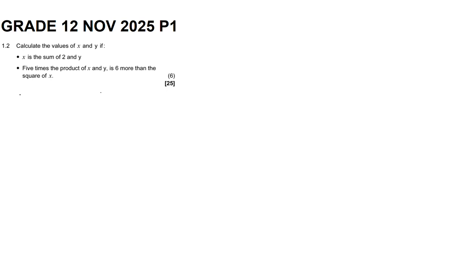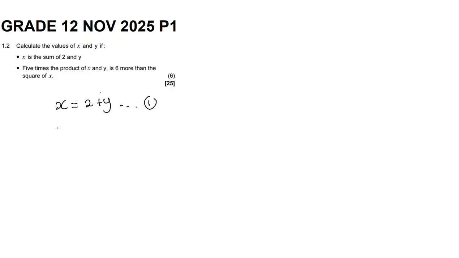What does sum mean, guys? We have to understand that sum is the addition. So this simply means x is equal to the sum of 2 and y, which is 2 plus y, right guys? So this would be your first statement.